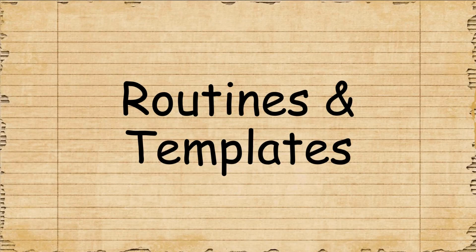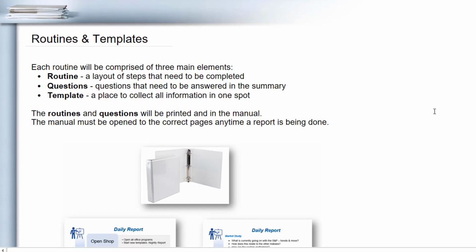Let's hop over to the notebook and see how I'm going to be doing this for the project. So I'm going to have a few of these reports to do. And so what I'm going to do is set up a little system that I'm going to do for all the reports, so it's a consistent deal for me. Each report is going to have basically 3 components. You're going to have a routine, which is a layout of steps that need to be accomplished. Questions, and these are questions that need to be answered in the summary, the key points you really want to understand on whatever that topic is. And then there's going to be a template that I keep in OneNote, and it is going to be a place I collect all the information on any of these reports.